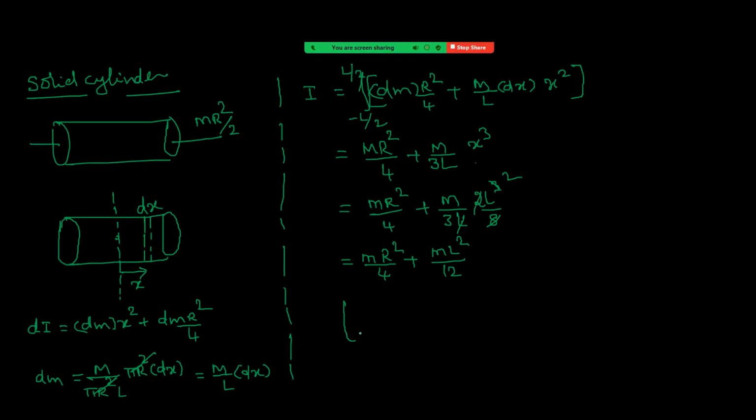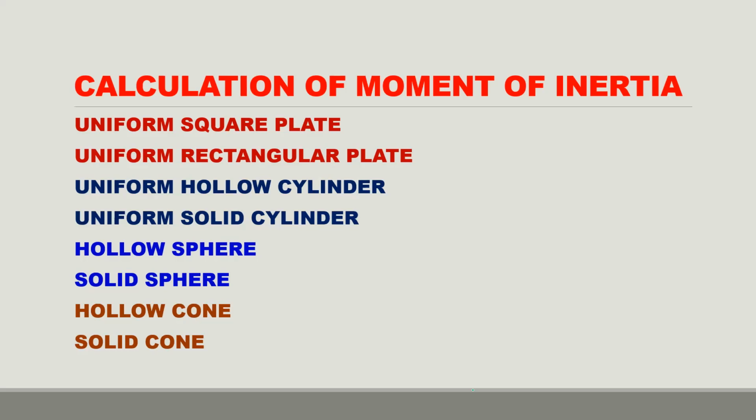Now, if we consider the axis passing through one end of a cylinder, again the same calculation, only the change is while taking limits, we take 0 to L, okay? Then we are going to get the I value mr square by 4 plus ml square by 3, right? So it is a very simple and direct one. Okay. Let us now focus on what is the next one.